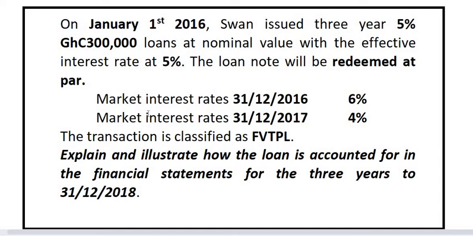So the question has been read. It's left for us to go into it. The commencement of the loan is 1st January 2016 and it was issued at par. No discounting here. That's 300,000. The effective interest rate is 5%. The coupon rate is also 5%. The loan will be redeemed at par, which means it will be redeemed at its face value, its nominal value. It wouldn't be redeemed at any value more than or less than 300,000.